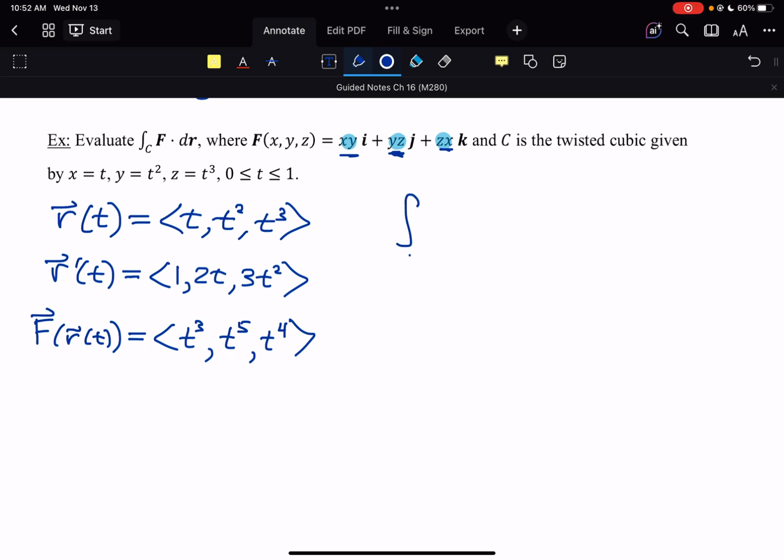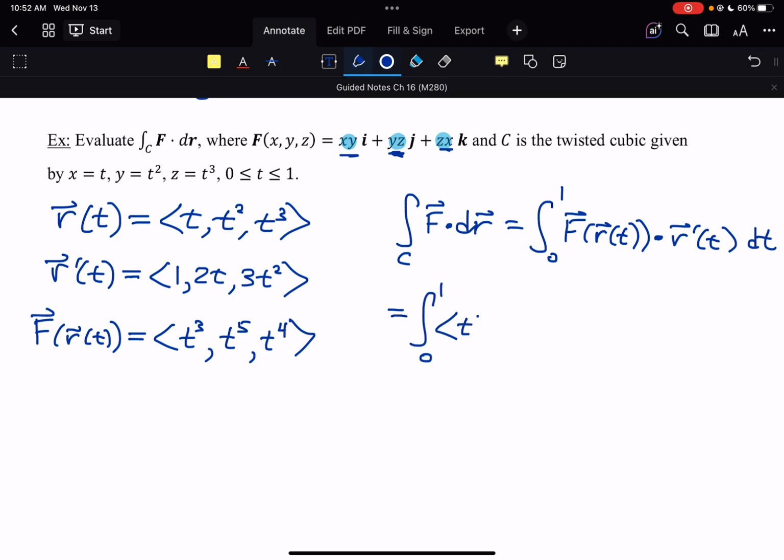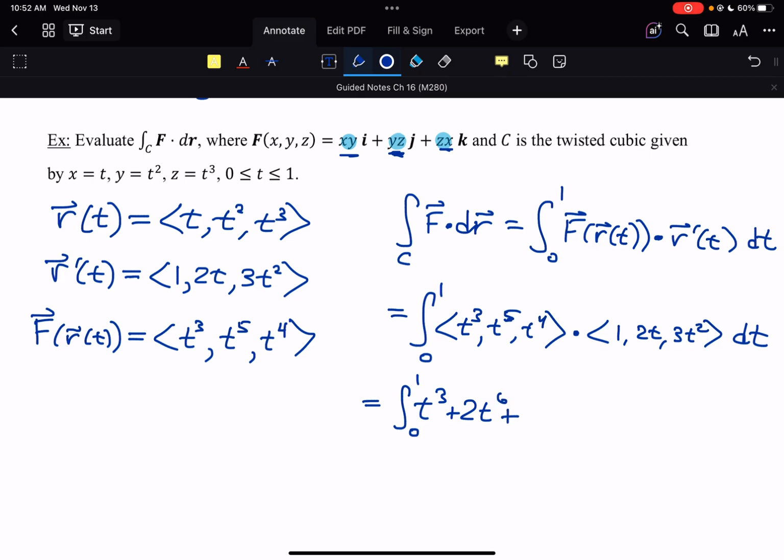So for our line integral over C of F dot dr, we get the integral from 0 to 1 of F of r of t dotted with r prime of t dt. So that's the integral from 0 to 1 of t cubed, t to the fifth, t to the fourth, dotted with 1, 2t, and 3t squared dt. So we get t cubed plus 2t to the sixth plus 3t to the sixth dt, which you can combine those to make 5t to the sixth.